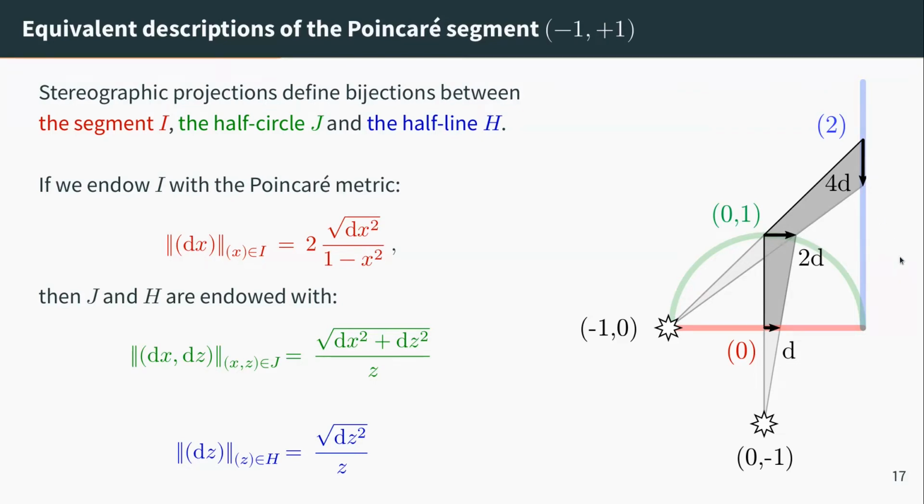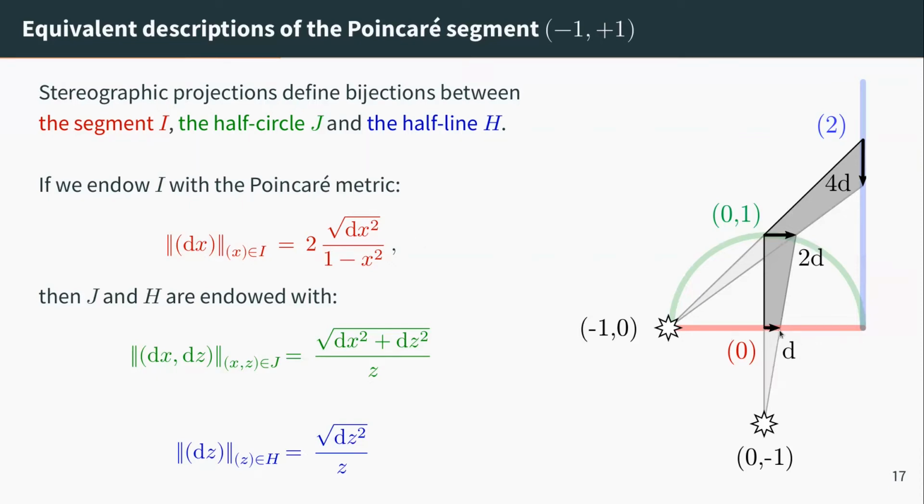Okay, so here we've just seen that our projections define bijections between points, but they also implicitly define correspondences between velocity vectors, between displacements. And that's the way we define the equivalent Poincaré metric on the half circle and on the half line. We want all of those extrinsic velocity vectors to have the same intrinsic length. So this vector at location 0 should have the same Poincaré length as the vector of length 2d at location 0, 1, and the same Poincaré length as this vector at location 2. And we're going to see that it works. So that's where the formulas come from.